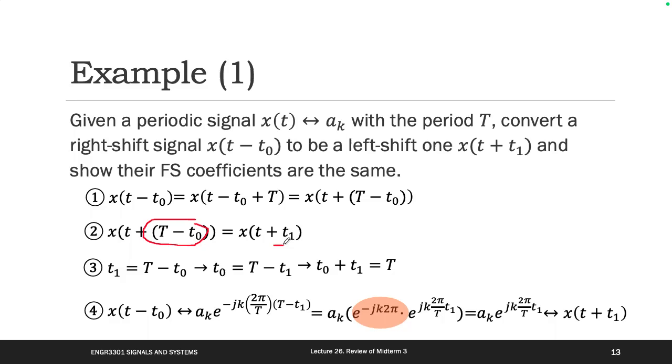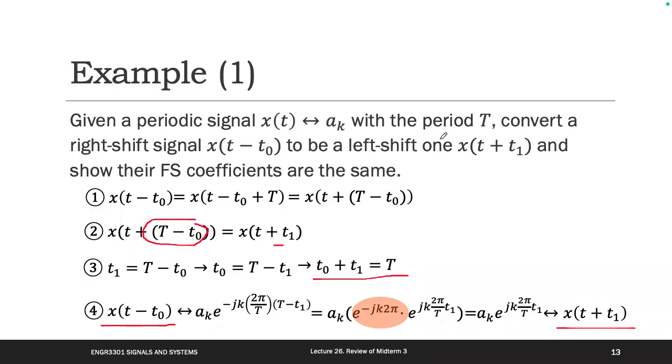Actually, you can see this one is exactly this one. Because if you time shift by a positive T1 and use the time shifting property, you can have this one, right? So which means if your T naught and T1 have this relationship, then the Fs coefficient for this one and the Fs coefficient for this one are equal.